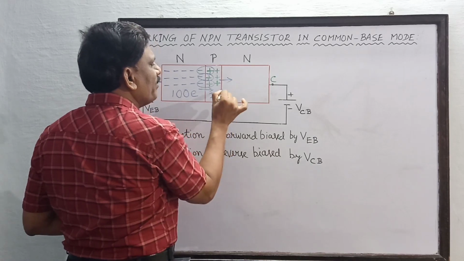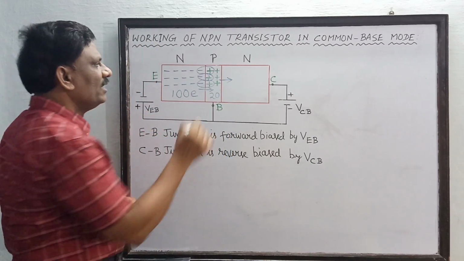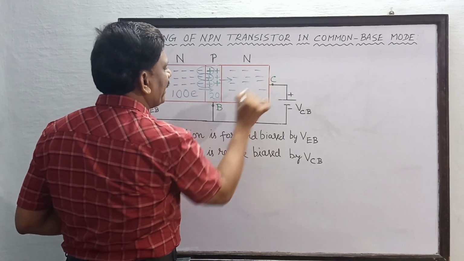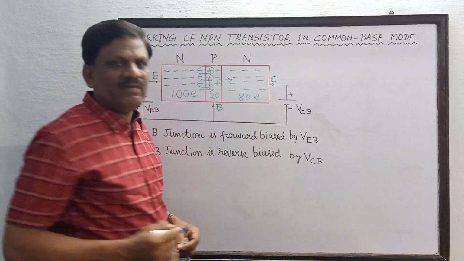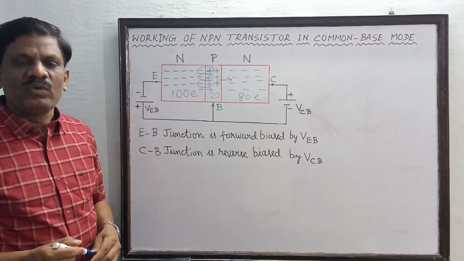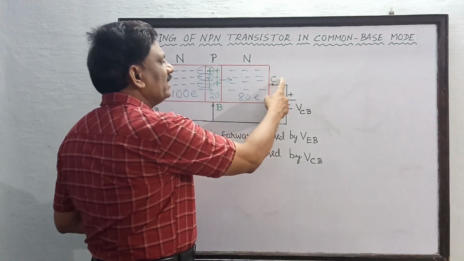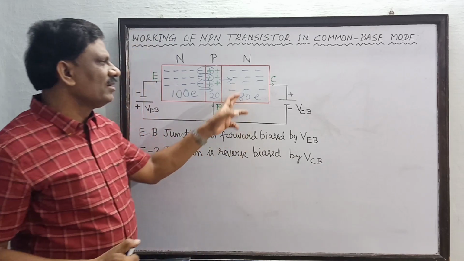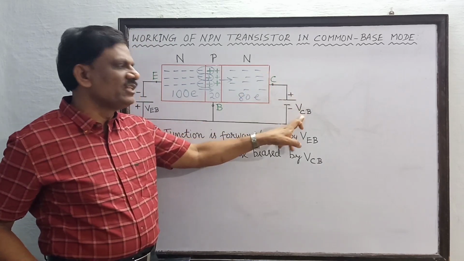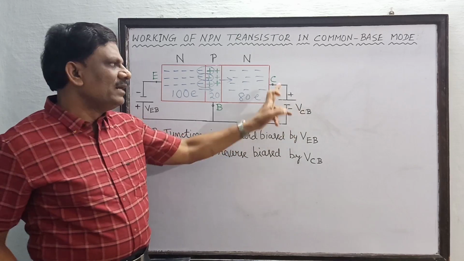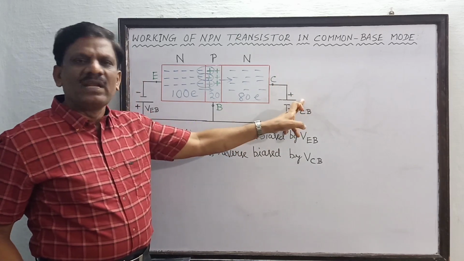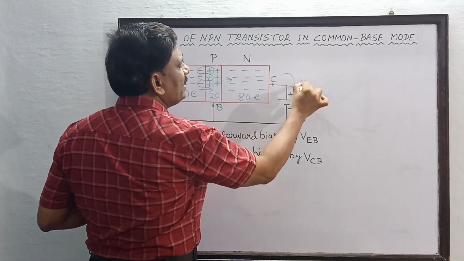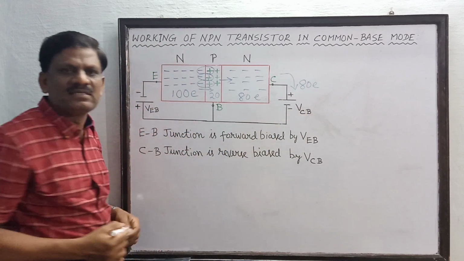manage to enter into the collector region. So the remaining majority charge carriers, namely the 80 electrons, will enter into the collector region. Why? Because the collector region is connected to the positive of the supply battery VCB. So these 80 electrons will be attracted by the positive potential of the supply battery VCB, and they will enter into the positive terminal of the battery. So in the external circuit, these 80 electrons will flow.